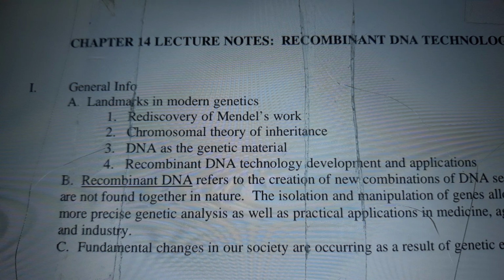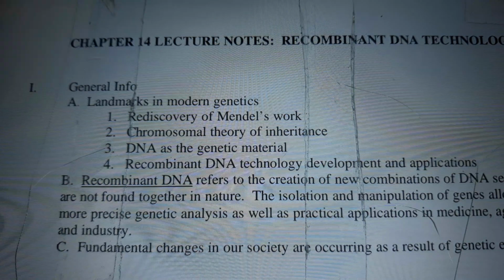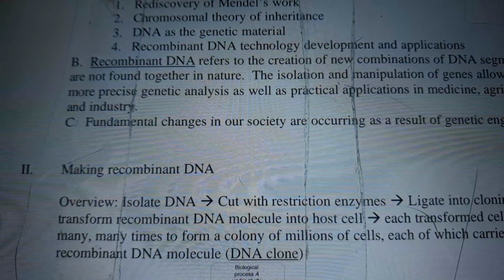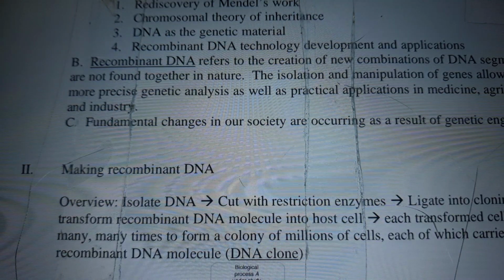The general info would include A, landmarks in modern genetics. One would be rediscovery of Mendel's works. 2 would be chromosomal theory of inheritance. 3, DNA as the genetic material. 4 would be recombinant DNA technology, development and applications.